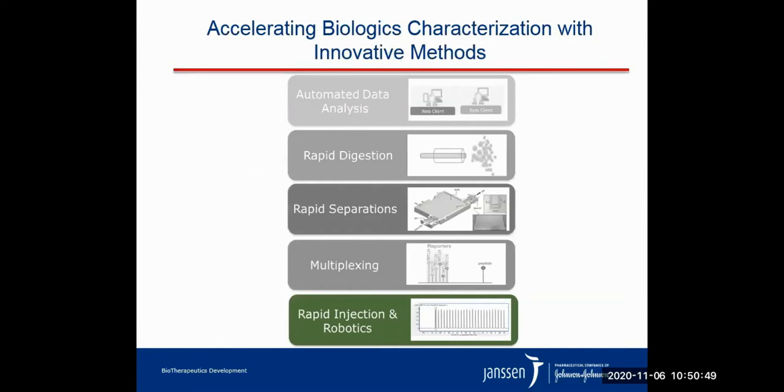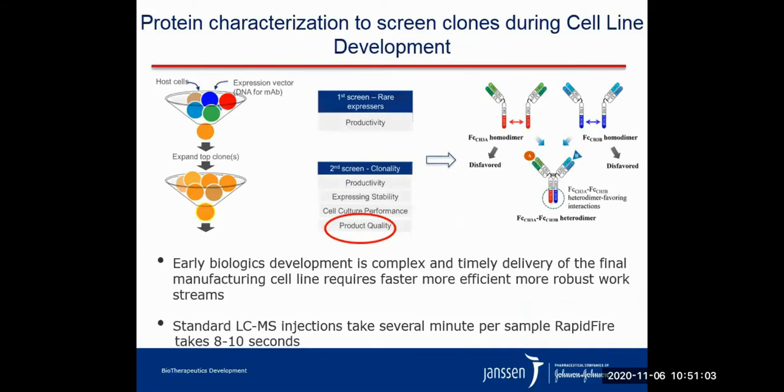Our final approach to speed up biologics characterization is rapid sample introduction with no separations. This type of analysis is particularly important for multi-specific antibodies that can be produced as desired heterodimers as well as undesirable homodimers during single-cell cloning.